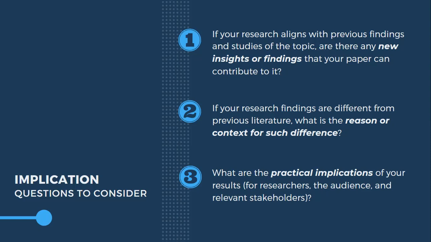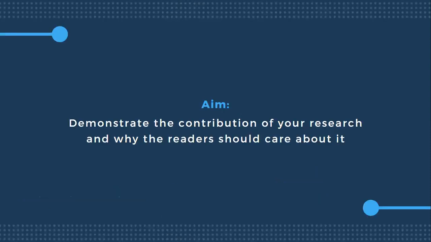And third, pretty straightforward, is what are the practical implications of your results for the researchers, for the audience, for relevant stakeholders of your topic? Basically, what this means is what can those people do with the result of your paper, of your research? So here, for implication, we want to demonstrate the contribution of your research to the academic discussion of your topic, and why the reader should care about it. What can they do about it?